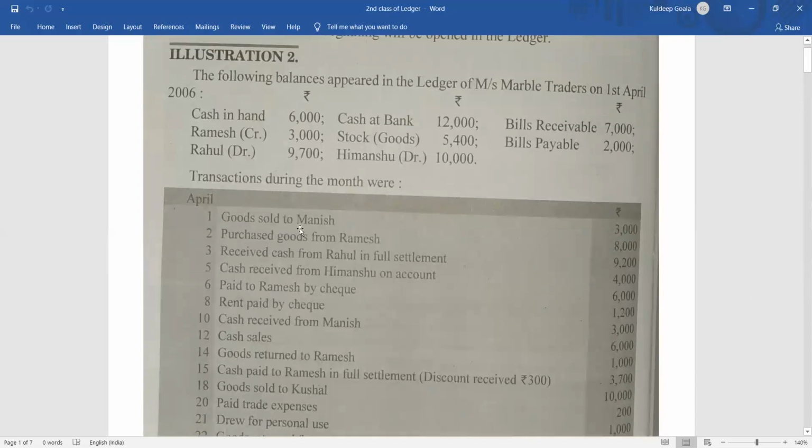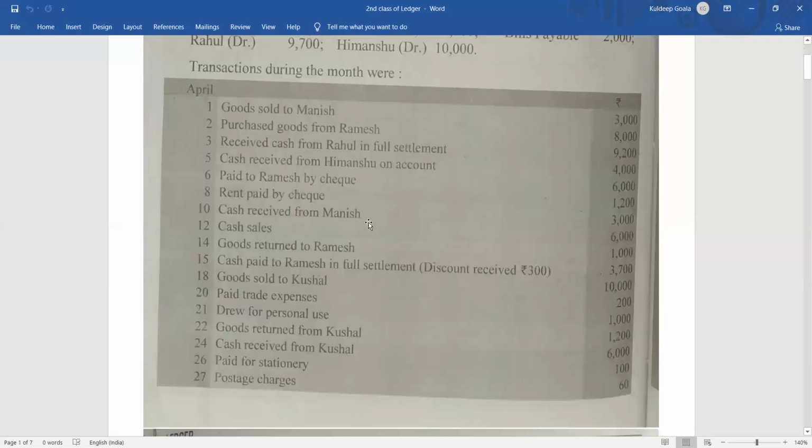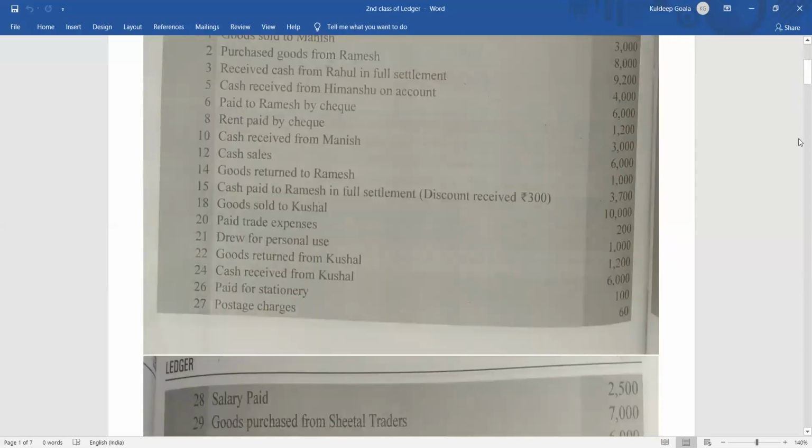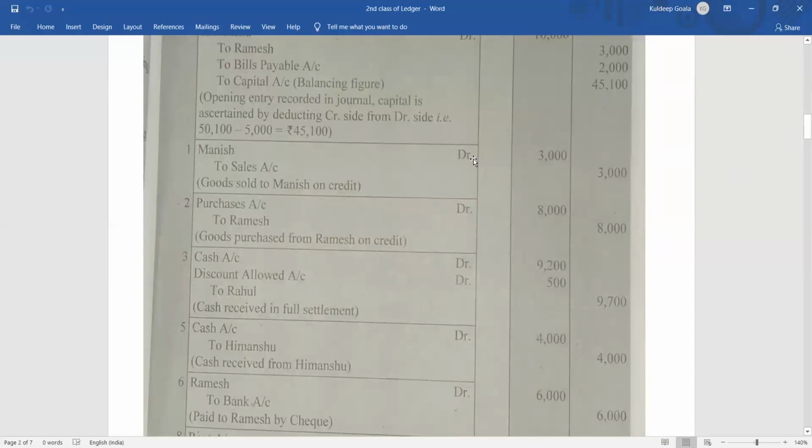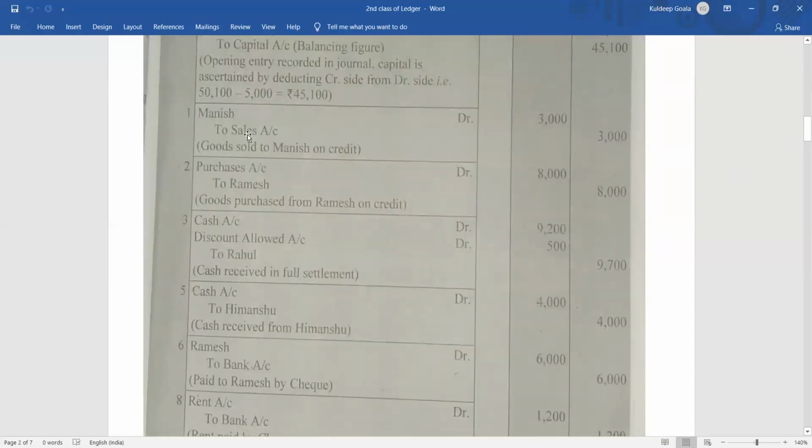So number 1, goods sold to Manish. I will not explain the journal entry, I will go directly to the ledger. Goods sold to Manish, so it will be Manish debit to sales. You know why it is so, right? Manish debit to sales. So go to the debit side of Manish. We have not prepared the account, so you have to prepare Manish, and sales also we have not prepared. So Manish and sales you have to prepare. On the debit side of Manish, what will you write? To sales account 3,000. And on the credit side of sales, what will you write? By Manish 3,000.